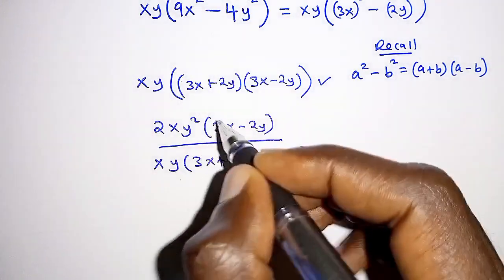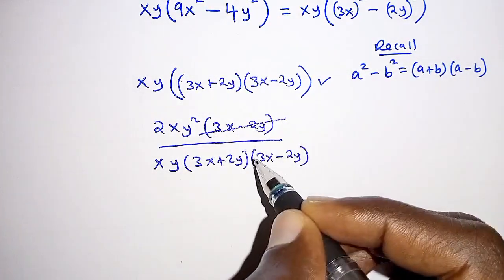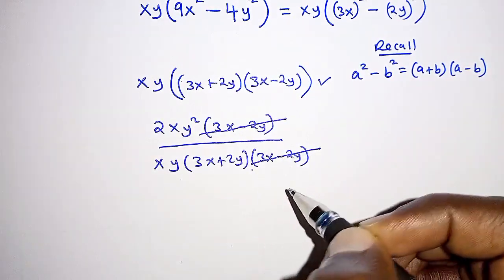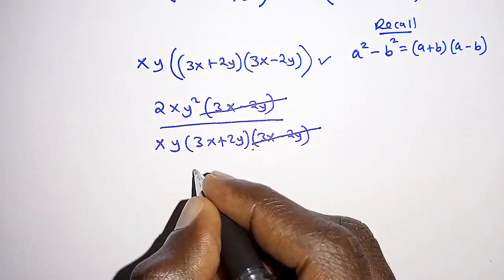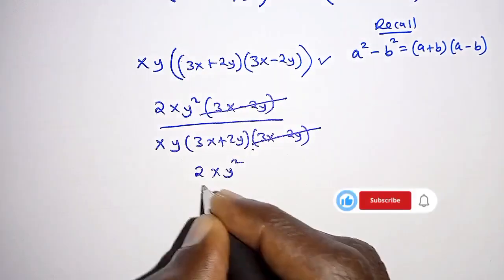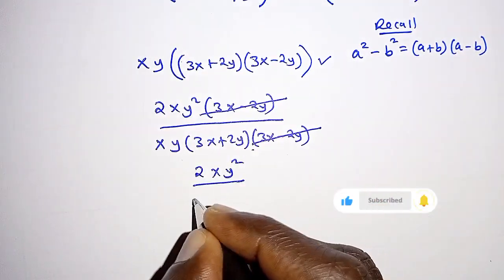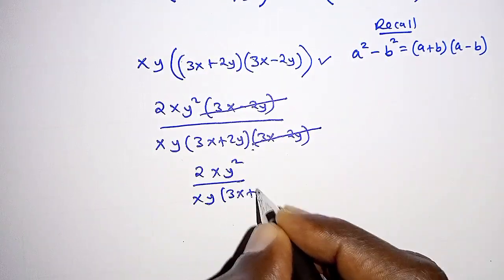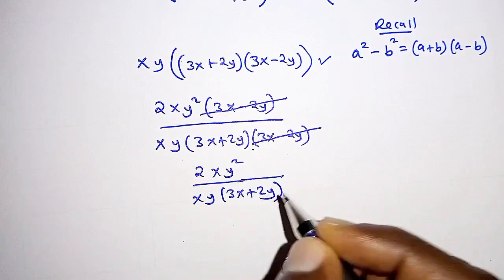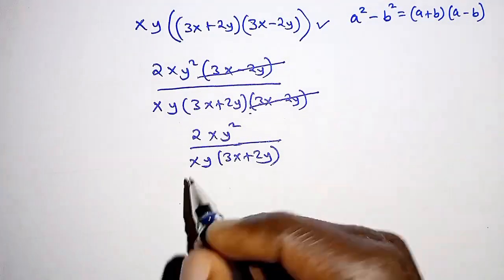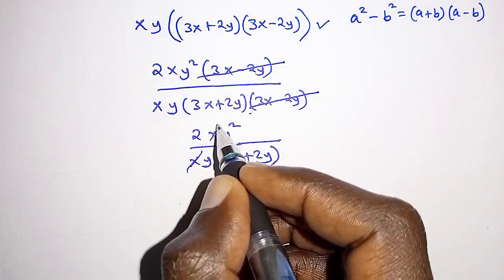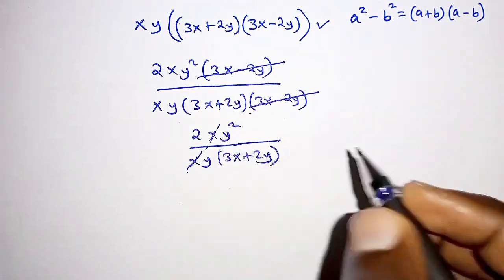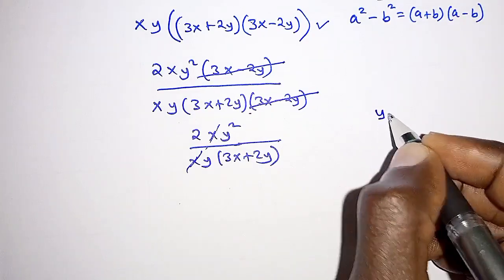That means they can cancel. So we cancel 3x minus 2y with 3x minus 2y on the denominator. Now we'll further have 2xy squared all over xy into 3x plus 2y. Still, we can see that we have common factors. That is, x cancels x. And again, for y squared and y, remember y squared is y times y.